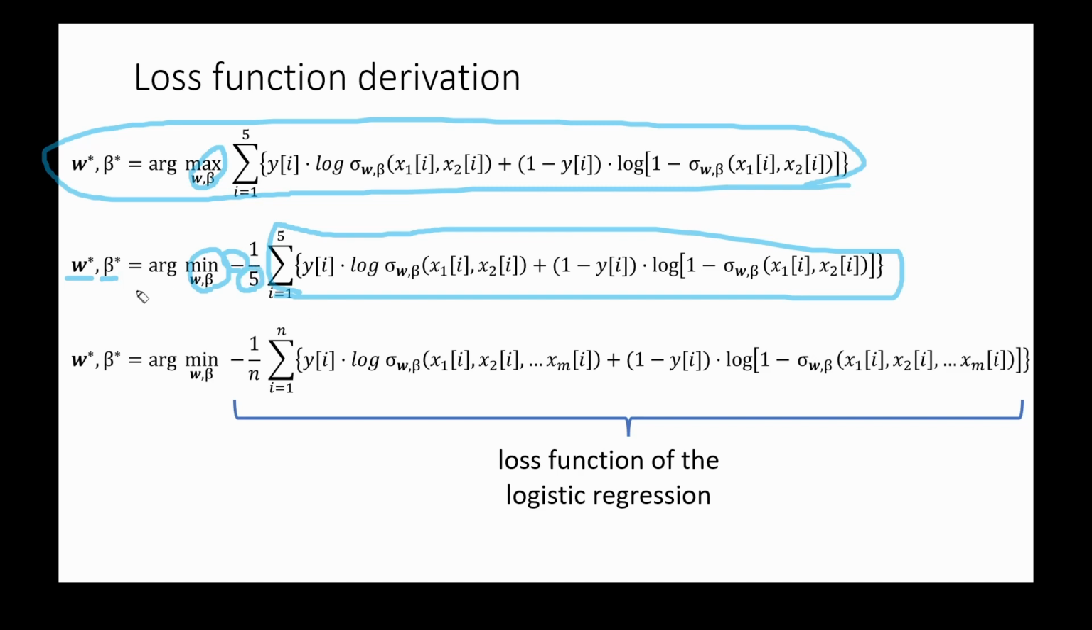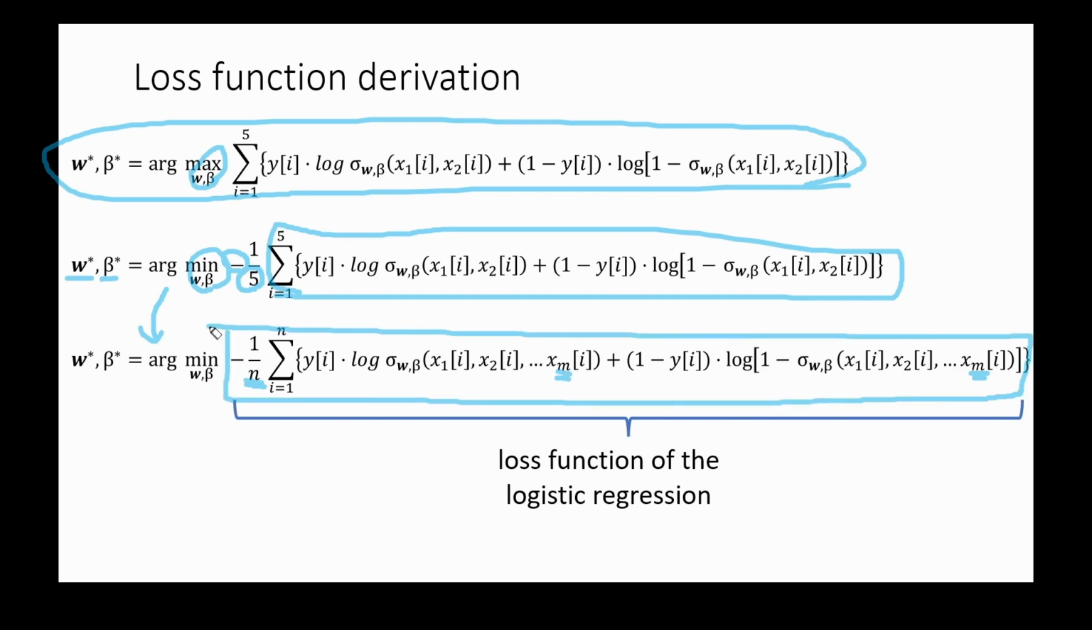Lastly, to extend this expression into a more general form, we are going to replace this 5 by n, representing the number of samples. And we are going to extend these two features into m features, so that we know in logistic regression we can take as many features as we want. And then this entire expression will be our loss function for the logistic regression.